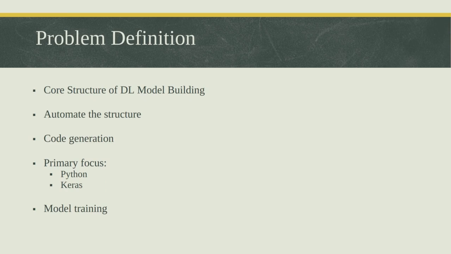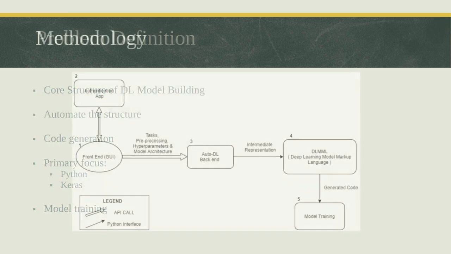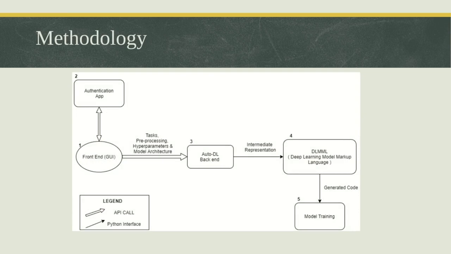The generated code could be modified by the users, and all tasks related to training should be managed on the platform itself. Our platform can be broadly classified into these 5 blocks. Starting with the front-end GUI interface, the users have to go through an authentication process. Post-authentication, they can create projects with the following information. Task, pre-processing, hyperparameters, and model architecture are taken from the users and sent to the AutoDL backend, where the backend converts it into an intermediate representation and passes it to DLMML. DLMML is Deep Learning Model Markup Language. It is a tool which converts the intermediate representation and generates Python code. This code is then further used for model training.